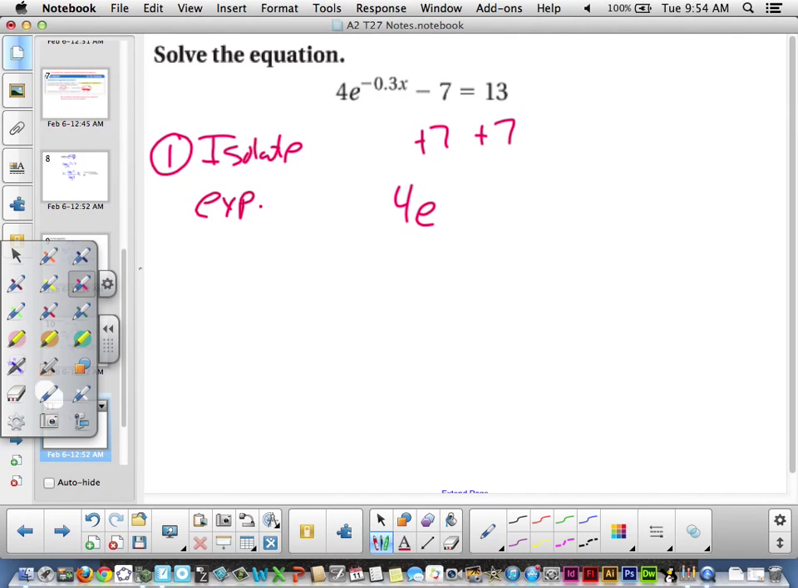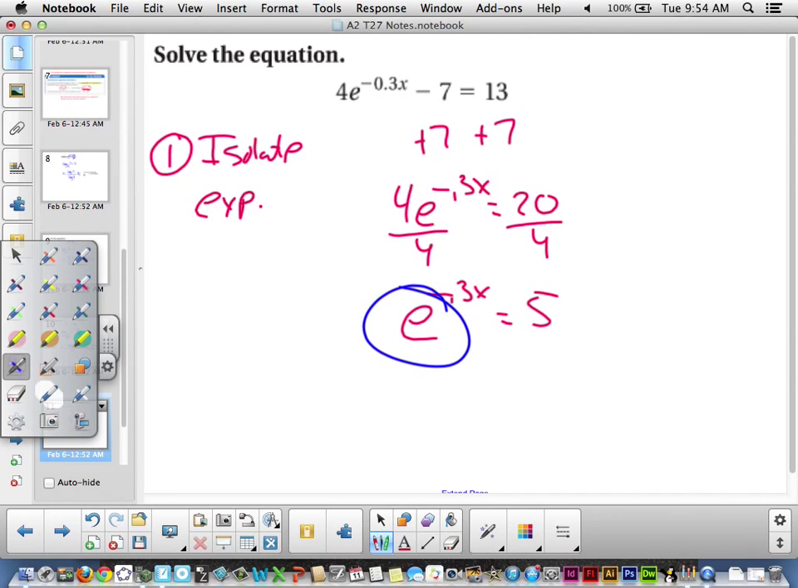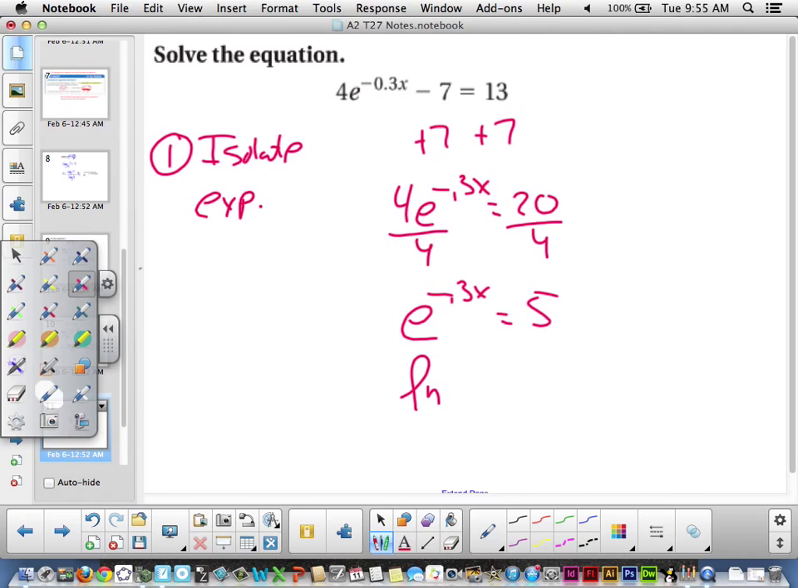So 4e to the negative 0.3x equals 20. We'll divide by 4. e to the negative 0.3x equals 5. And now we have an exponent equal to a number. We'll convert it to a log. This is a special case, though, because our log has a base of e, so we can use a natural log. So the natural log of 5 equals negative 0.3x. Divide by negative 0.3.